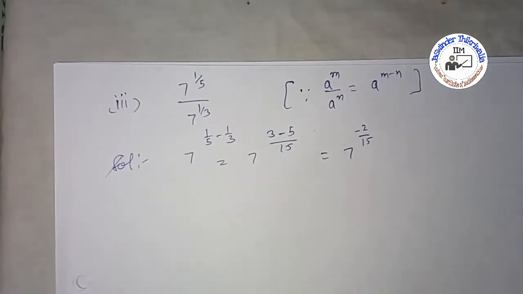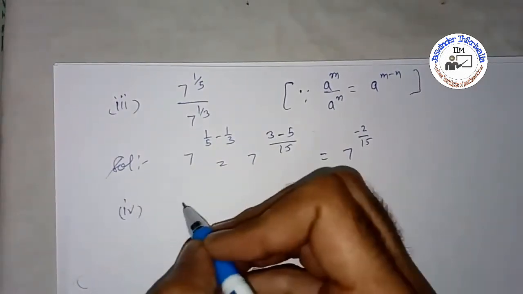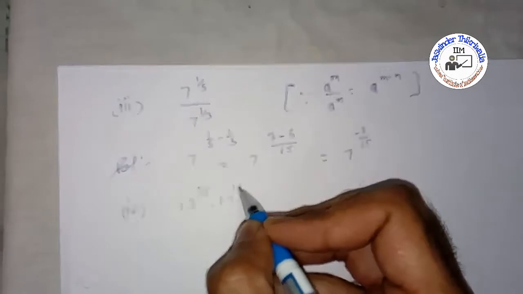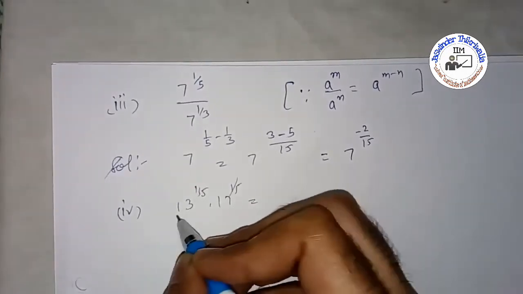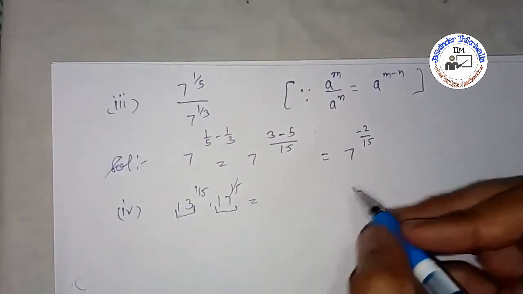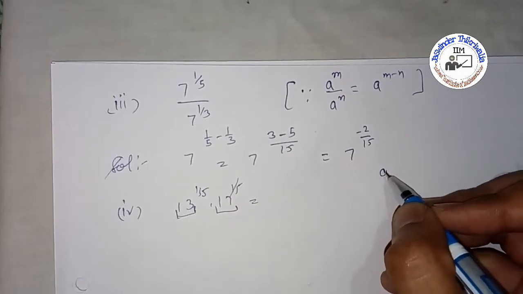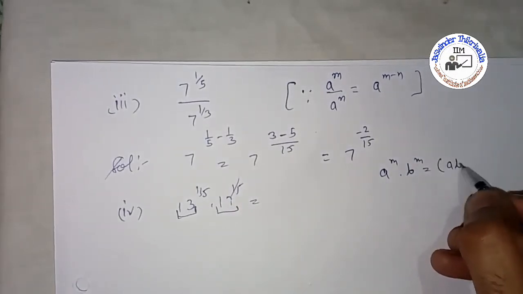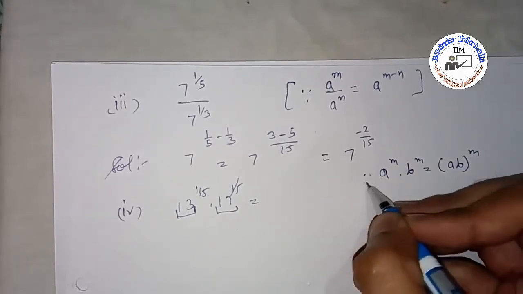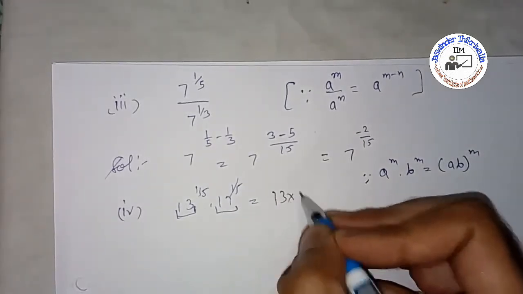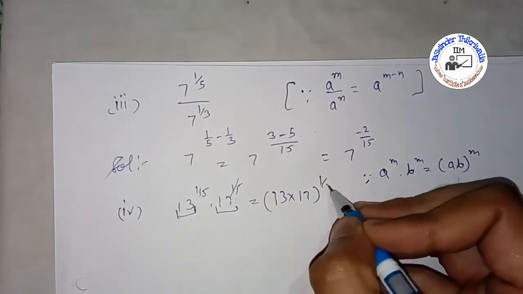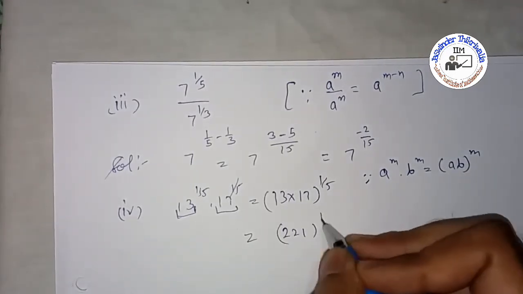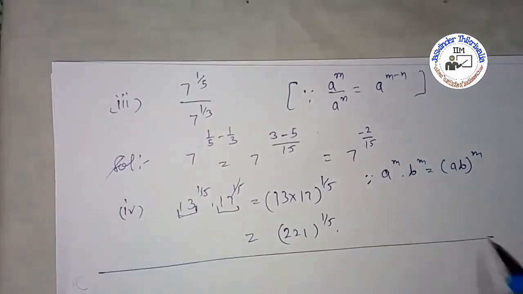The fourth part is quite simple, and here we have 13 to the power 1 by 5 and 17 to the power 1 by 5. So these bases are different and the power is the same. Compare with this law: a to the power m, b to the power m, then we will first take their product and take this power common. Same here, 13 and 17 is the product and their power 1 by 5 is common. 13 into 17 is 221, 221 to the power 1 by 5 will be your answer.